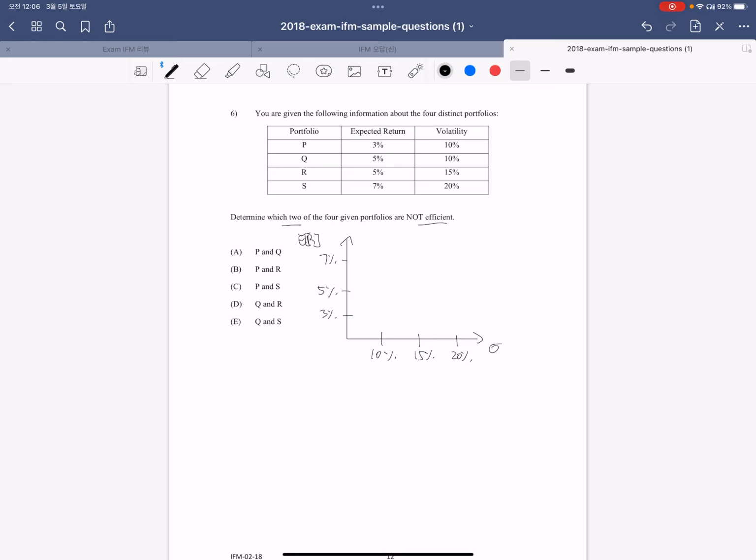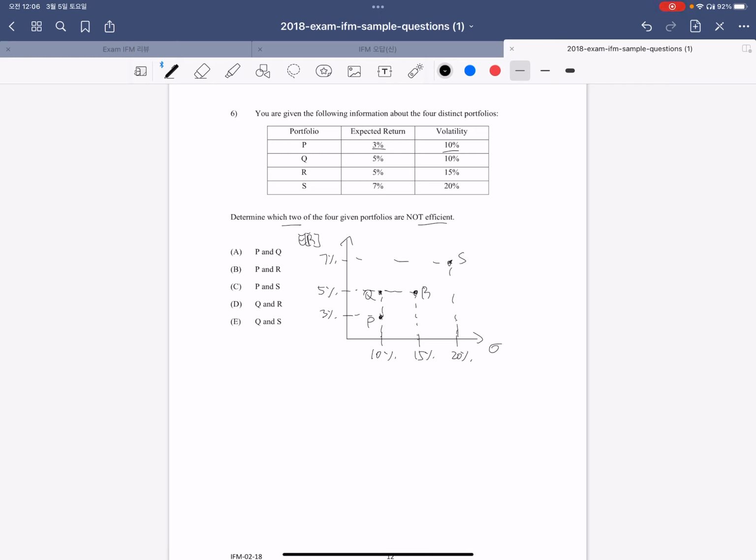And to plot these data, this would be portfolio P, where we have 3% of expected return and 10% of volatility. And portfolio Q would be volatility of 10% with the expected return of 5%. So this would be Q, and this would be R, and this would be S.